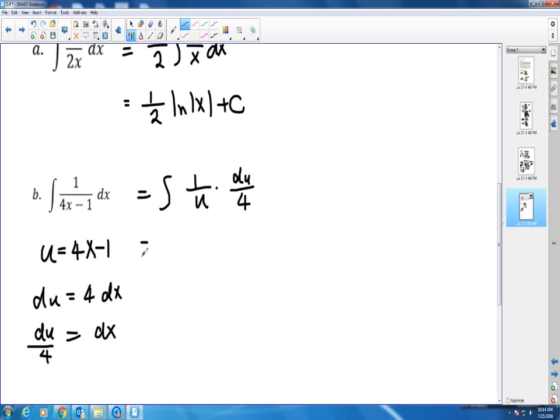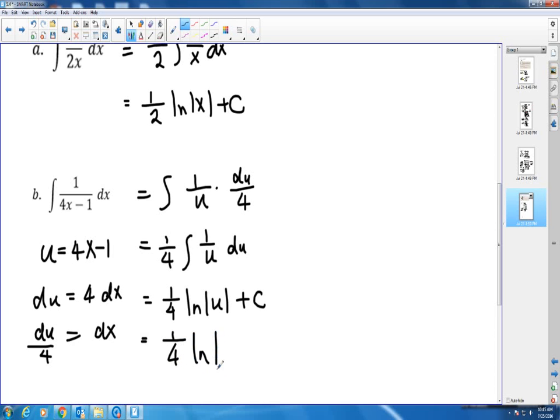Now I can factor out this 4 in the denominator and only take an integral of 1 over u du. So the integral of this part becomes the natural log, natural log of absolute value of u plus c. And now I can bring my 4x minus 1 back for the u. So that will be 1/4 times natural log of absolute value of 4x minus 1 plus c. There you go.